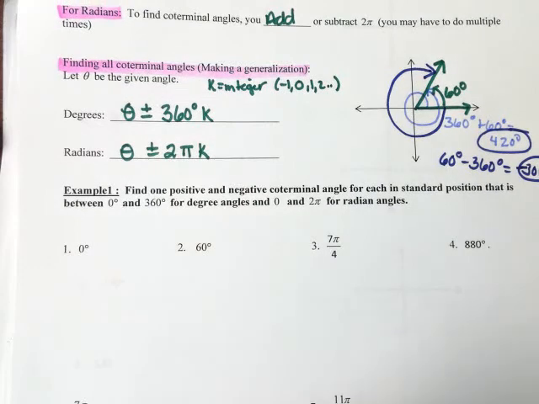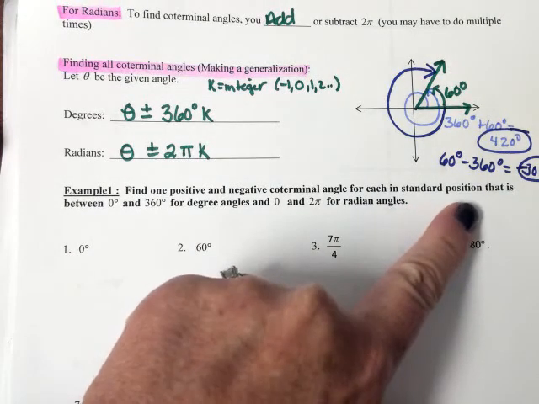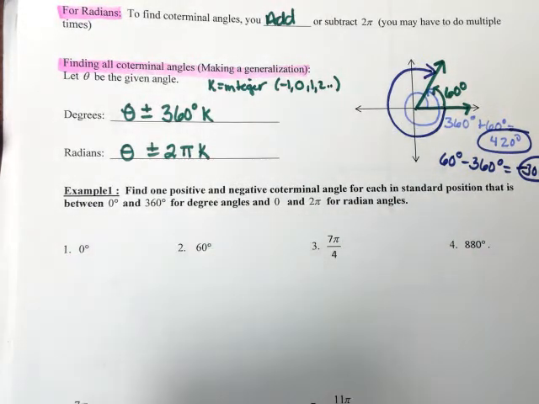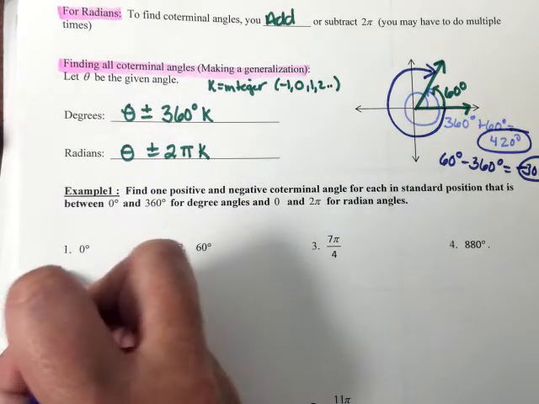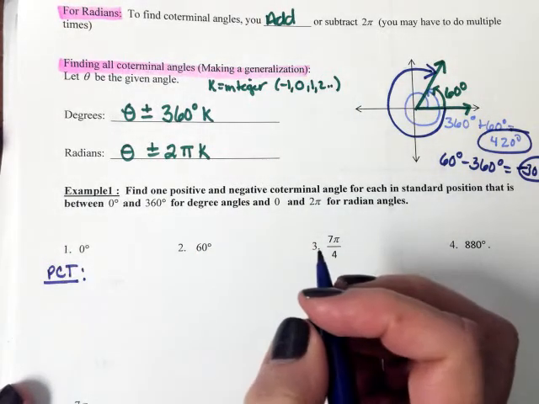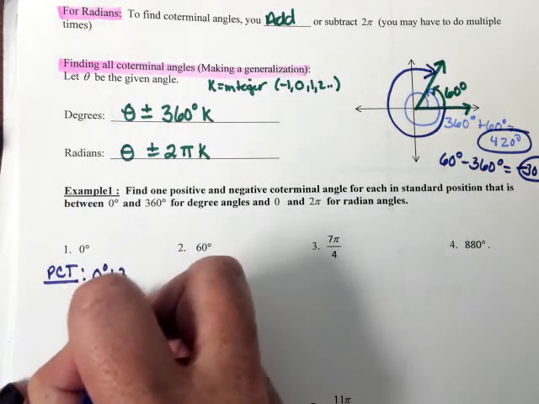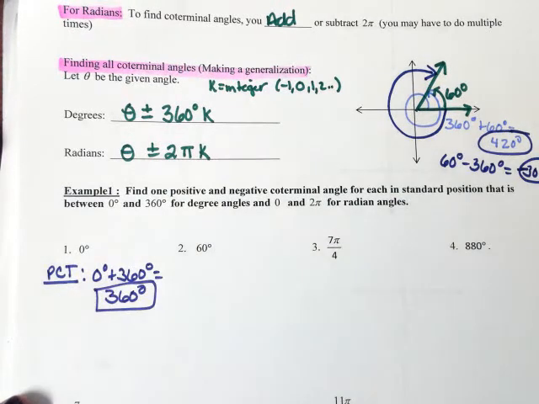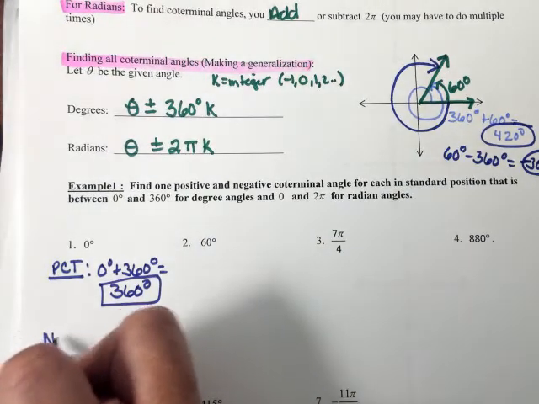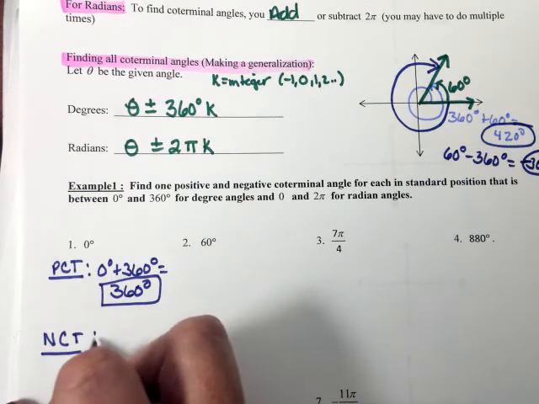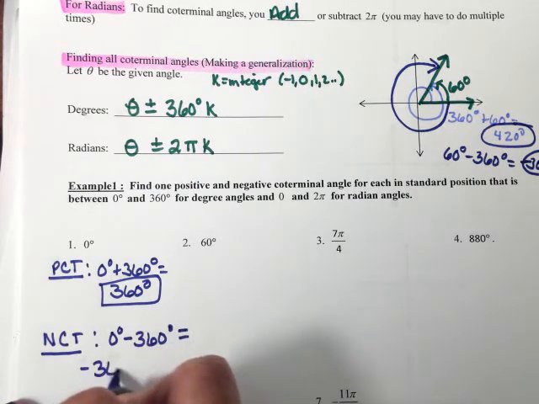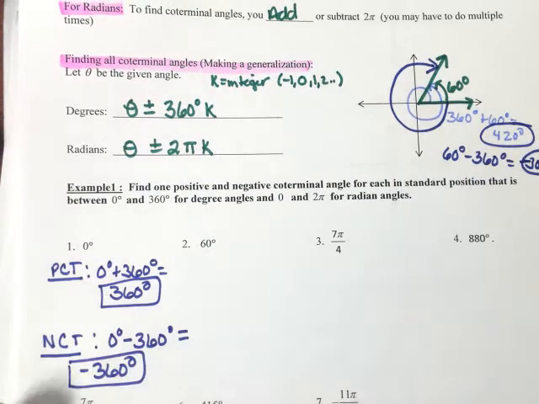Find one positive and one negative coterminal angle for each angle in standard position. So here's 0 degrees. To find a positive coterminal angle, which I'll abbreviate as PCT, I'm going to take 0 degrees and add 360 degrees to it. So 360 degrees is a positive coterminal angle. A negative coterminal angle is going to be 0 degrees minus 360 degrees, and that gives me negative 360 degrees.